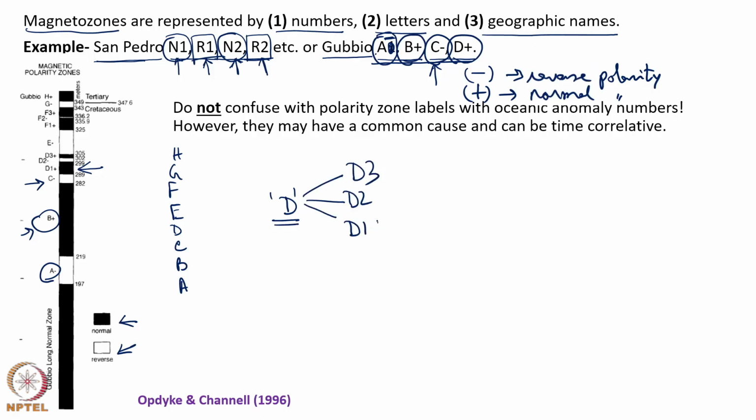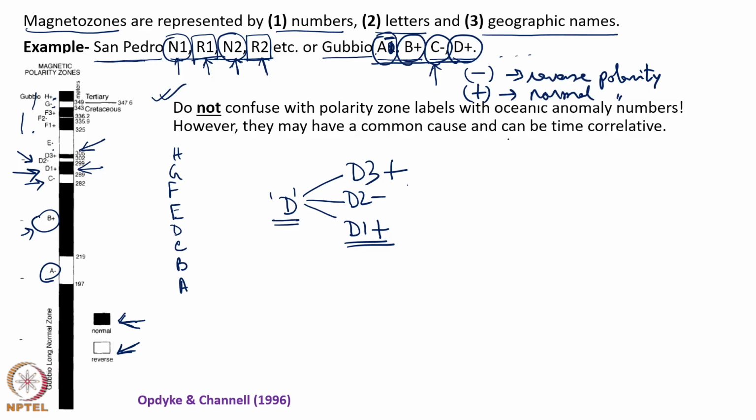Now for D1 plus is given, which means it is a normal polarity, then D2 and then minus, this means the reverse polarity, and then D3 plus, which means a normal polarity, over which lies E minus, F1 plus, then F is divided into F1, F2, F3, then G and H. G is minus and H is plus. Now do not confuse polarity zone labels with oceanic anomaly numbers.